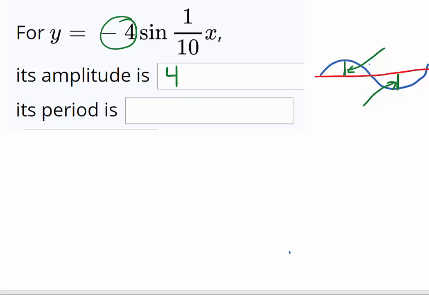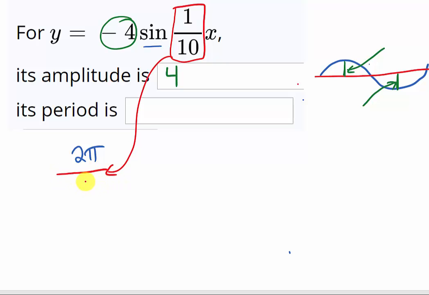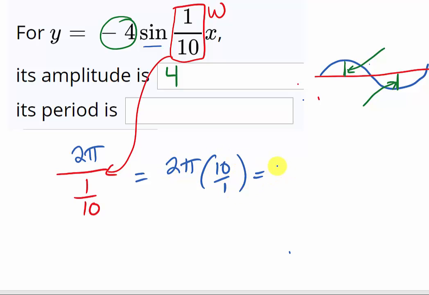Okay, the next thing we want to do is find the period, and for sine, normally the period would be 2 pi, unless there is something sitting in front of the x here, a coefficient, and that will affect the period, and so we need to divide by that. Remember, that's called omega, and so 2 pi over omega will give us the period, and so I need to take this and multiply by the reciprocal, 10 over 1, so it looks like 20 pi is our period.